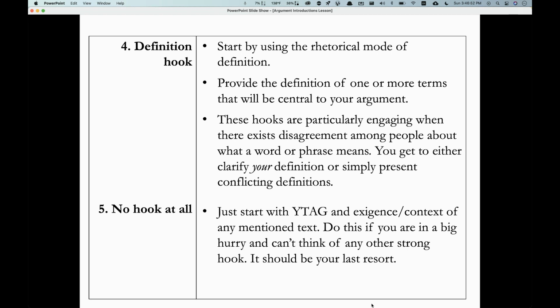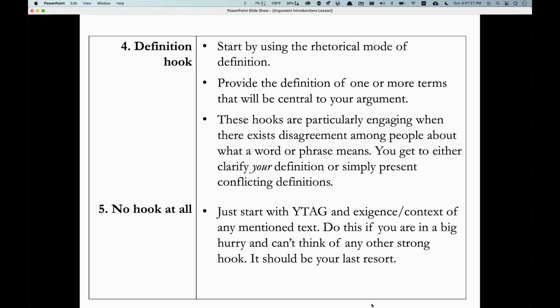If there's no text mentioned in the argument prompt, you can't do that because there isn't a text that has a YTAG. But if you're in a big hurry when you're writing your argument essay and you can't think of any other strong hook, or you don't feel like you have time, you can just jump in and bring in the general exigence of your argument. Say something like, in this year, this thing happened. Here's what I think about it. Or, this is a situation that needs to be considered. Here's what I think about it. So if you can't do any of the others, you can go for this one.